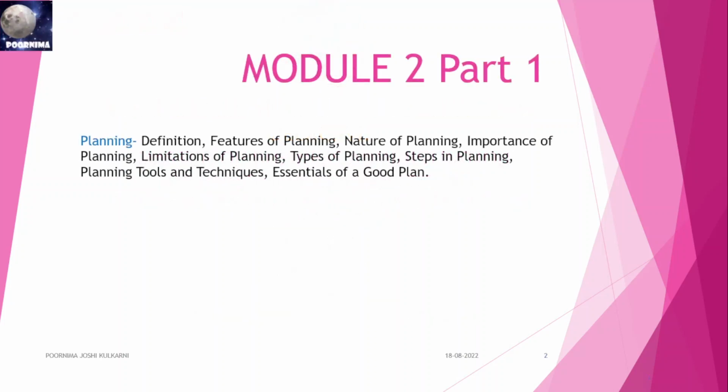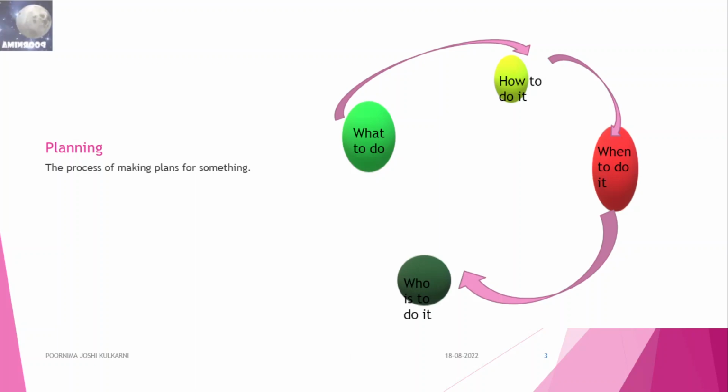Module 2, Part 1. The syllabus is planning, definition of planning, features of planning, nature of planning, importance of planning, limitations of planning, types of planning, steps in planning, planning tools and techniques, essentials of a plan. So we have to cover all of this. Let's start the discussion. Planning: the process of making plans for something.